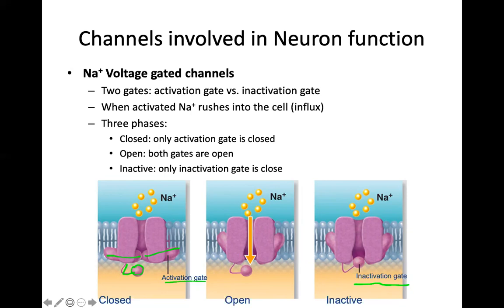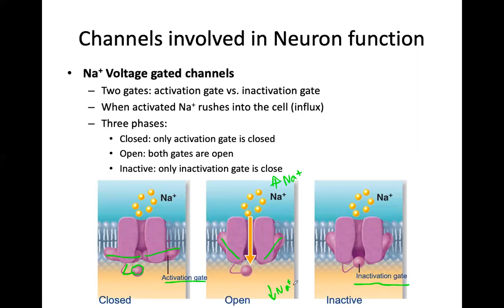Now, there is a voltage change, and as a result, your activation gate, which is this one right here, is going to come to an open position. So now we have the activation gate open, and again, the inactivation gate is just hanging in there. It's not really doing anything. Now the path is open for sodium to go from high concentration, which is outside, to the low concentration of sodium inside the cell.